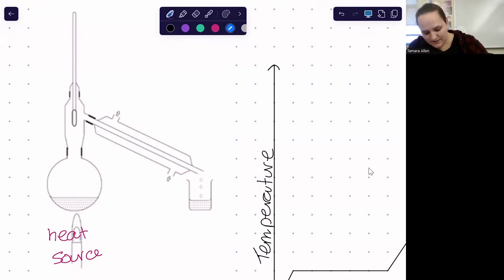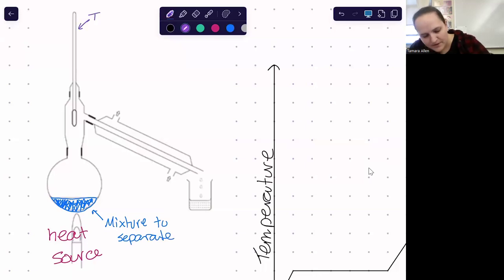It is heating up our mixture, which is in this round bottom flask. So this is our mixture, our liquids down here, our mixture that we want to separate. Up the top here we have a thermometer that allows us to monitor the temperature. So we know what the temperature is when different substances are boiling and can then use that to figure out which of our containers holds which of our different substances.